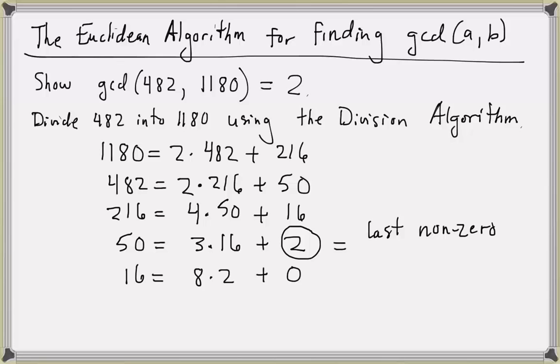So the last non-zero remainder is the greatest common divisor of 482 and 1180.